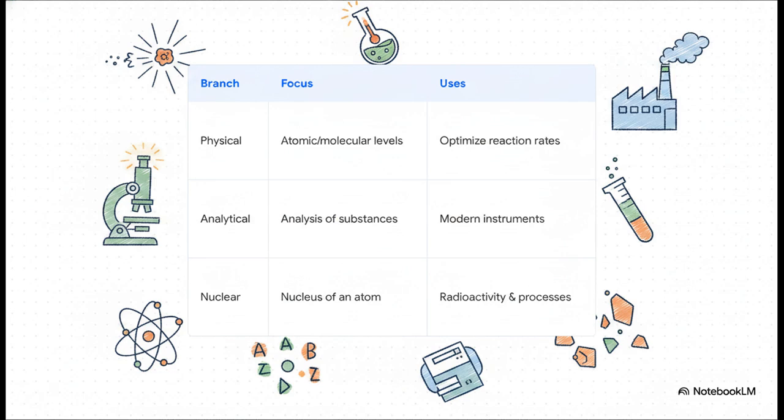This investigates how substances behave at the atomic or molecular level, and it's used to optimize reaction rates on a massive industrial scale. Next, analytical chemistry is all about breaking things down, separating, identifying, and finding concentrations using modern instruments. And finally, nuclear chemistry goes straight into the heart of the atom itself, dealing with radioactivity and the actual transformations happening right inside the nucleus.